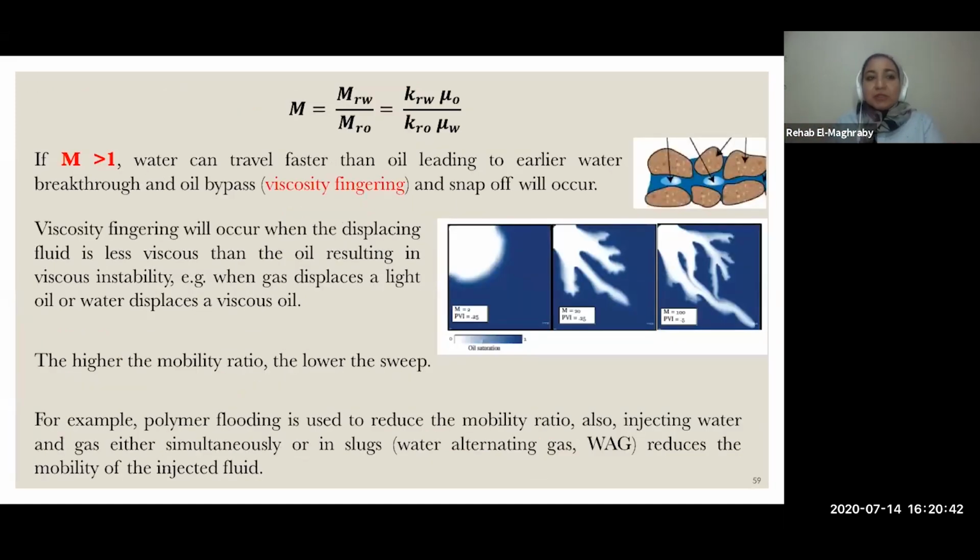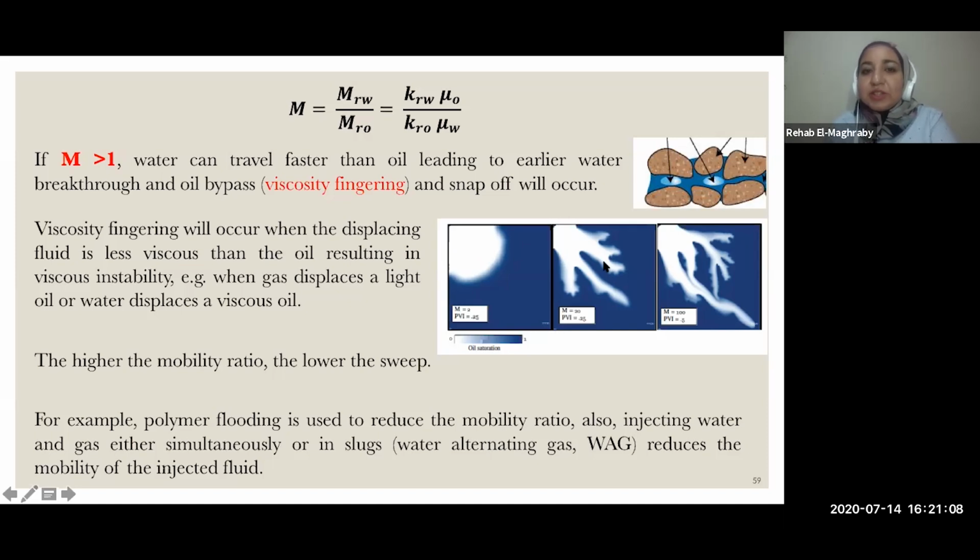So what if the mobility ratio is greater than 1? If the mobility ratio is greater than 1, this means the injected fluid will travel at a higher speed. Imagine in this photo, this is the injected fluid. It will travel at a higher speed than the oil.